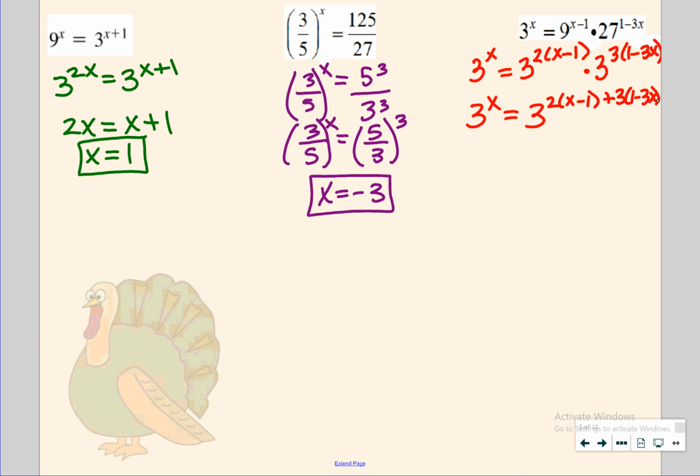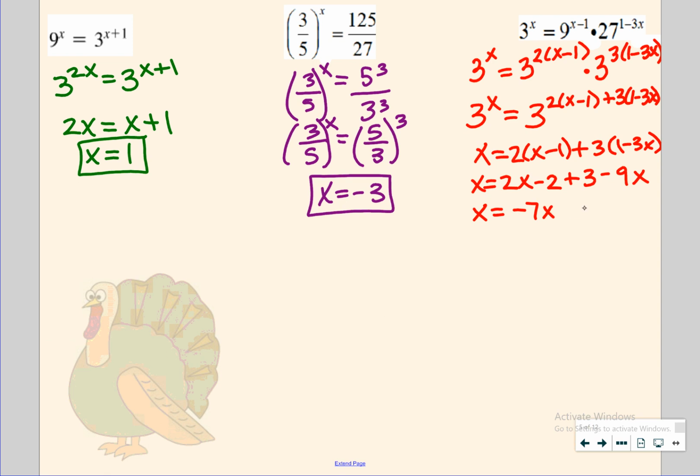Okay, so on the left side I have an x. On the right side I have all this stuff that I'm going to have to filter through here. All right, so I definitely have to distribute. My 2 will give me a 2x minus 2. My 3 will give me a 3 minus 9x. And now I'm going to combine like terms. 2x minus 9x gives me negative 7x. Negative 2 plus 3 gives me a positive 1. Add 7x, that'll give me 8x equals 1. So x equals 1/8. Here's our final answer.